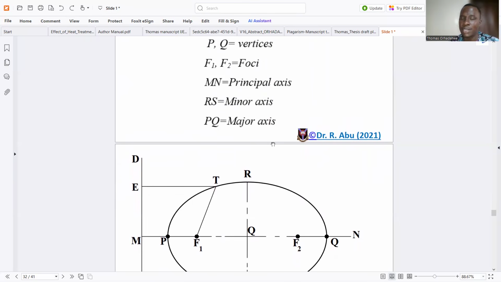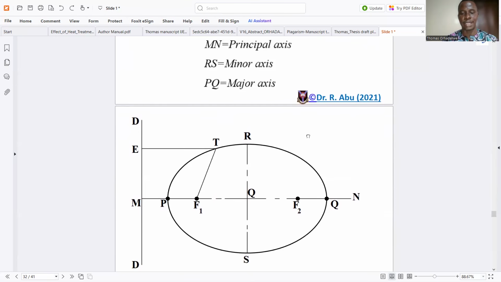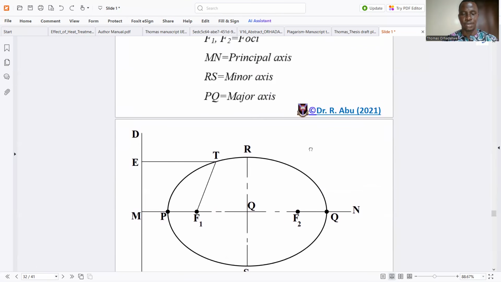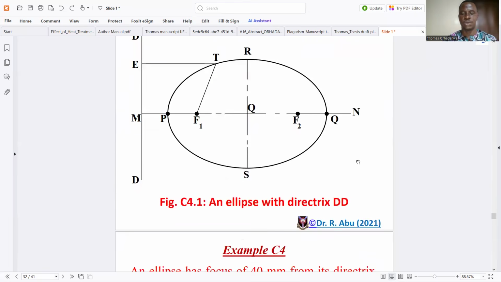Vertices. Remember we said a vertex is the part of the conic section that touches the major axis. So P and Q are the vertices, F1 and F2 are the foci, MN is the principal axis, and RS is the minor axis. PQ is the major axis. So those are key things.